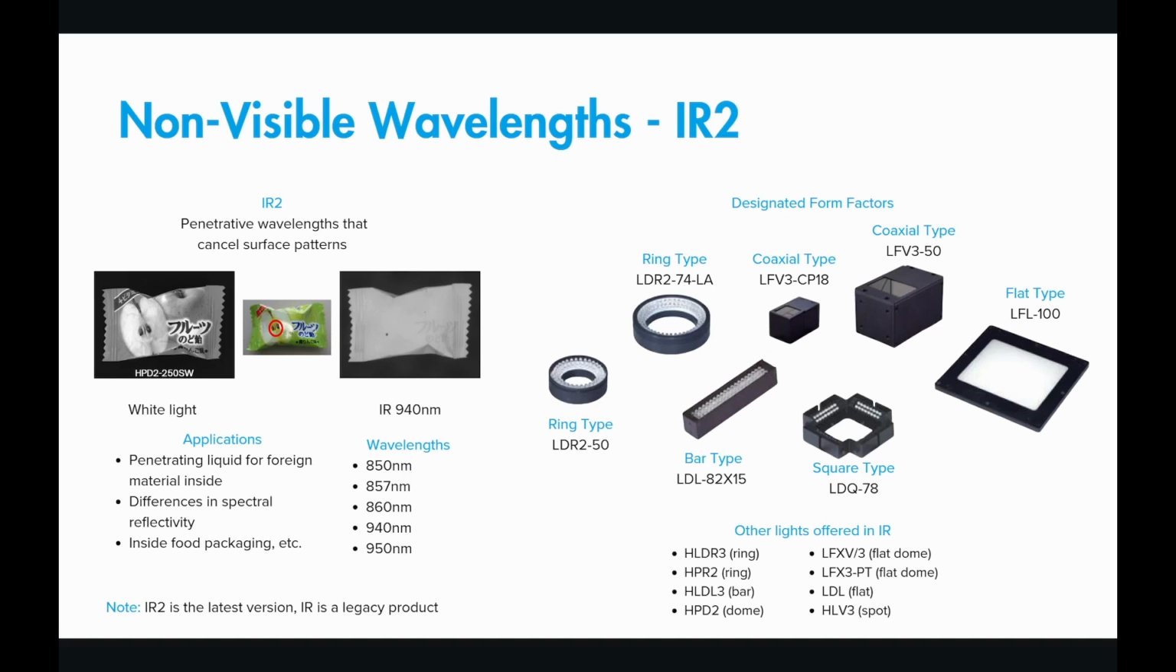So, I think our LFXV is 850, but our HPR2 is 860, something like that, or LDR2, I'm sorry, is 860, but that's not really going to matter. Same with 940 to 950. I would say having one 850 and one 940 in a lab is useful.